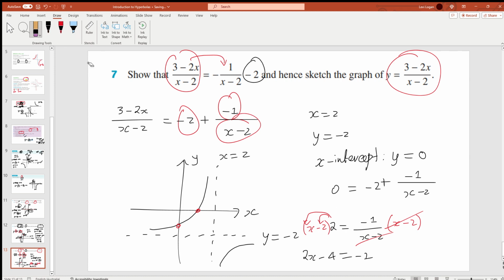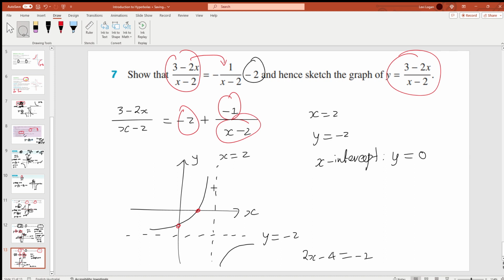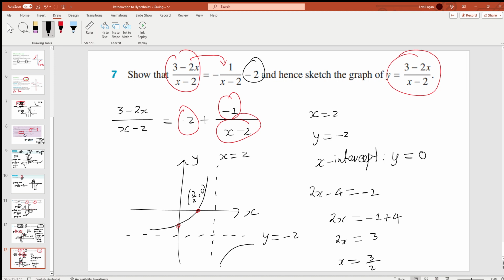I'm going to rub some stuff out because I'm running out of room. Move that. Then I'm going to move the negative 4 to the other side, so I'll get 2x is equal to negative 1 plus 4, which is going to be 3. So 2x equals 3. So therefore x is going to be 3 on 2, which makes sense because we're expecting a positive x value. So this is going to be 3 on 2, 0. So since this isn't 0, we know there's going to be a y-intercept now.